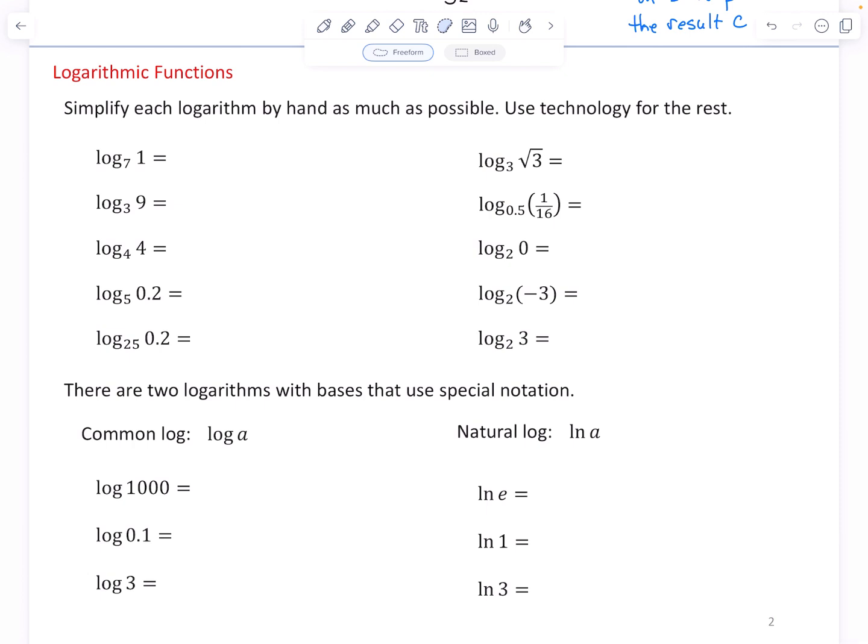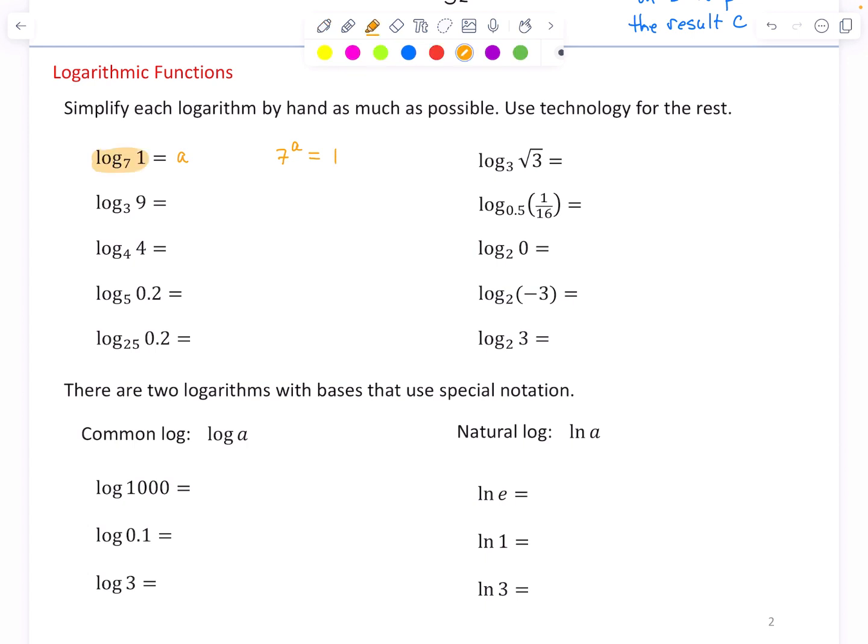Simplify each logarithm by hand as much as possible. Use technology for the rest. Log base 7 of 1 is equal to something. Let's call it some variable, like a, for example, and then rewrite this log statement in exponential form. So the base is 7, we raise that to the a, and we want to produce a result that is 1. That is the conceptual meaning of log base 7 of 1.